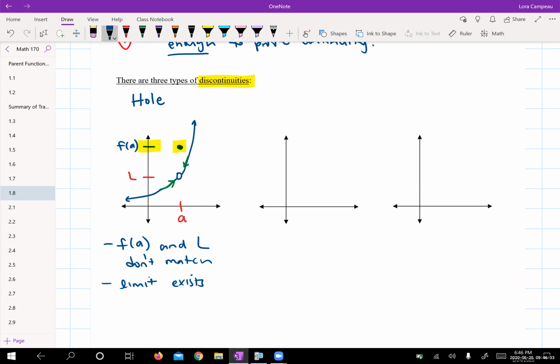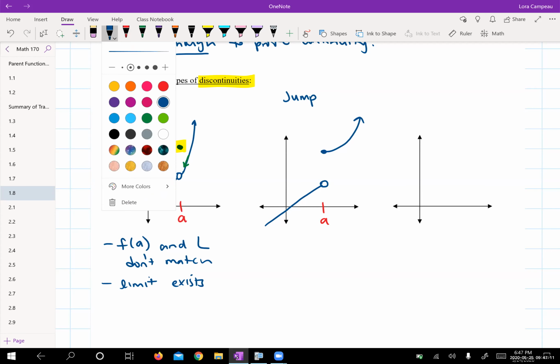The next type of discontinuity, let's say we have a function with kind of the same idea, where we appear to have something going on at x equals a. In this case, this is a jump discontinuity. And we can see that, yes, the function evaluated at a does exist. We can see that it's up here somewhere.